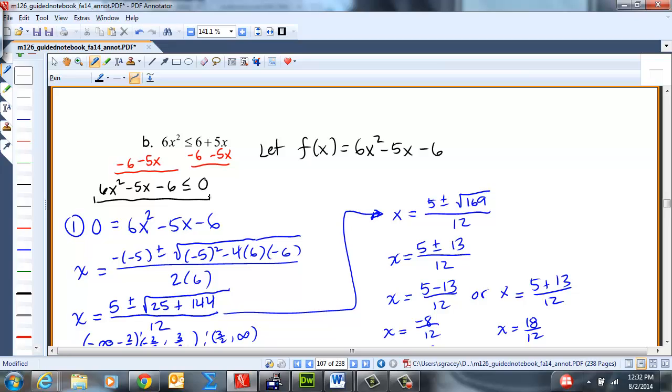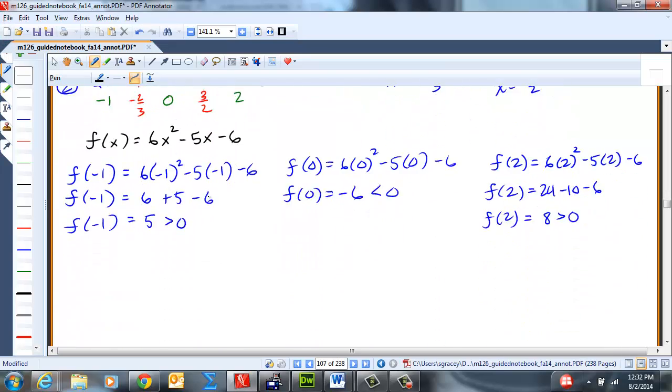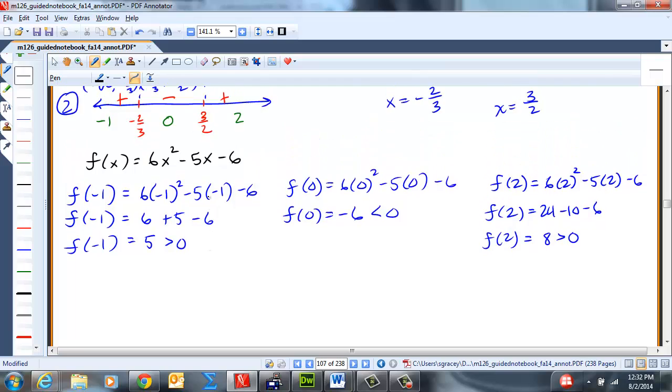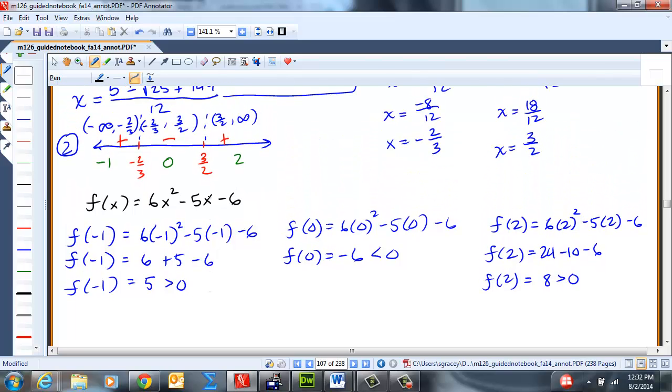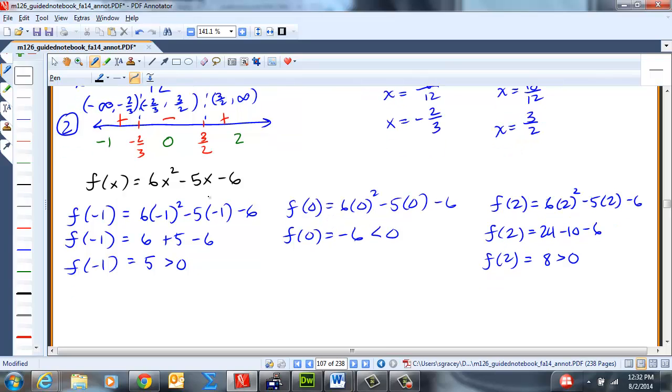So when we look at this inequality, it said less than or equal to. So we're looking for the intervals that got a minus in there, which was the middle interval, and we're going to include the endpoints. So this was our third step, and our fourth step is our conclusion.